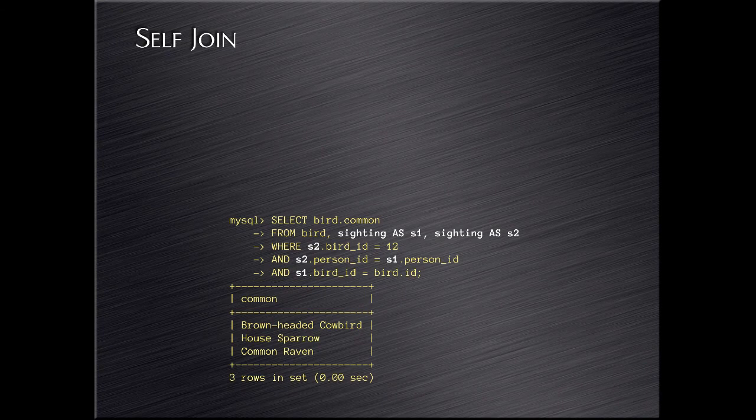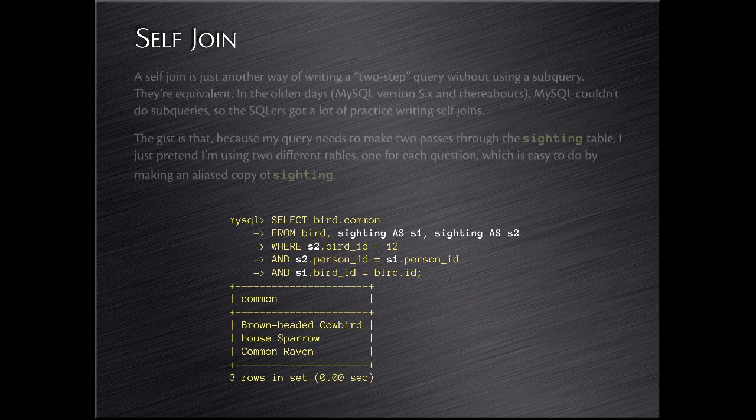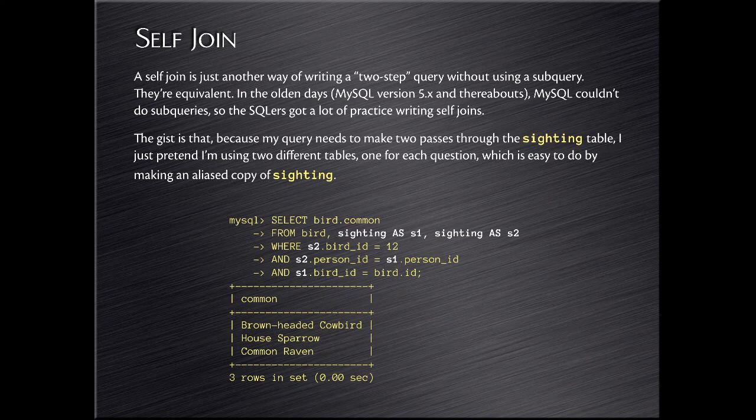It's just that this time I'm using this other technique called a SelfJoin, and I don't need a subquery in order to do this. Well, why do we have this technique? The answer is that this is yet one more way that we can write this kind of two-step query. But in the olden days, around MySQL version 5, MySQL actually couldn't do subqueries. So all of the crusty old veterans like me got a lot of practice writing SelfJoins because we couldn't do subqueries. So there's still something quite elegant about a well-crafted SelfJoin.